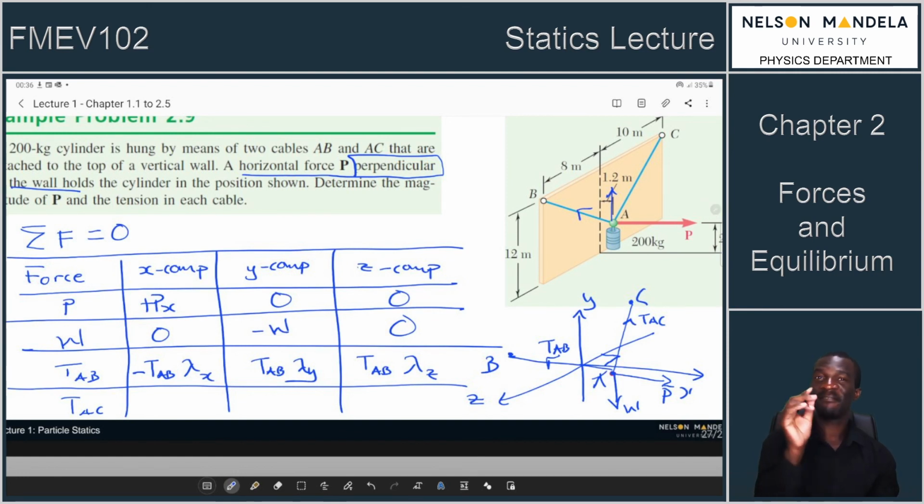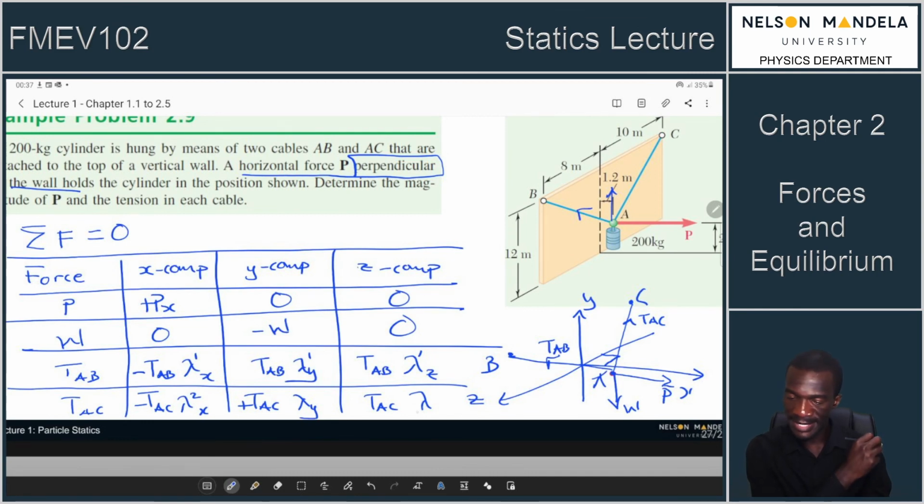The method that we used to find lambda before is the same. Find the direction vector first, find its magnitude, and divide each component of the direction vector by that magnitude to get these lambdas. TAC, the same applies. So we've got our TAC multiplied by its lambda in the x. Let me call this one lambda 1, and this lambda 2. Is TAC lambda in the x positive? No, it is negative. How about lambda in the y? It's positive. How about its lambda in the z? In the z, it's negative, because it is pointing in that direction.